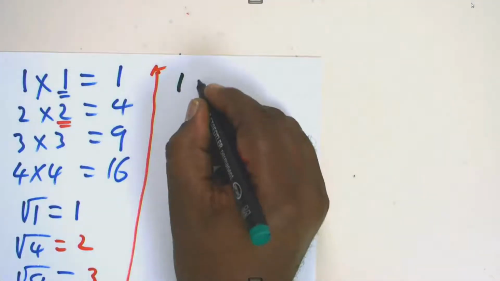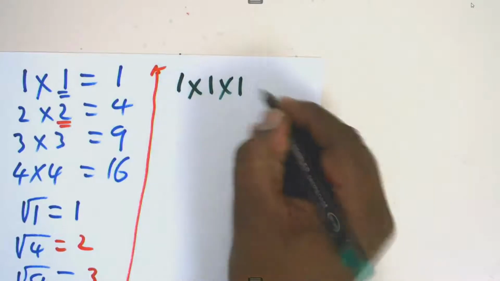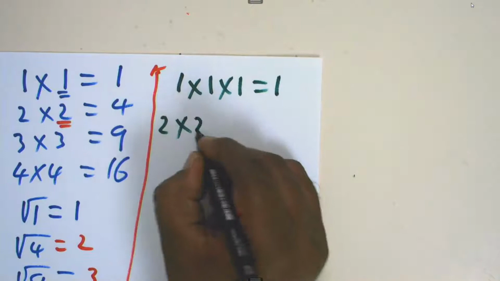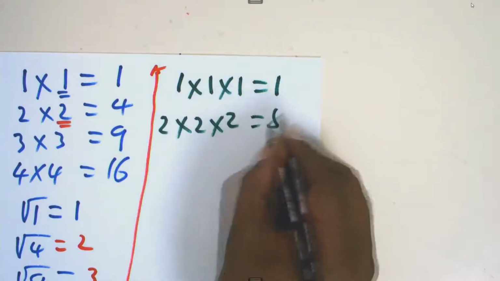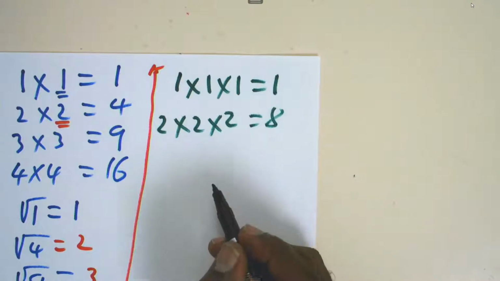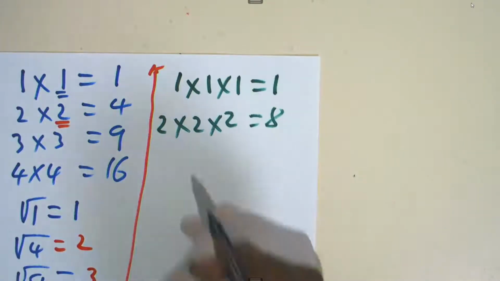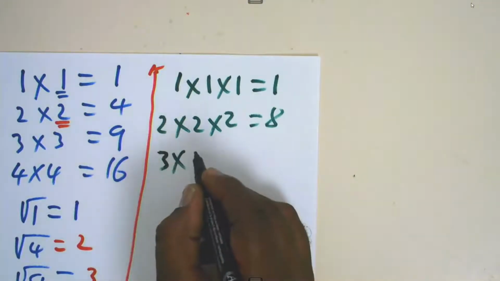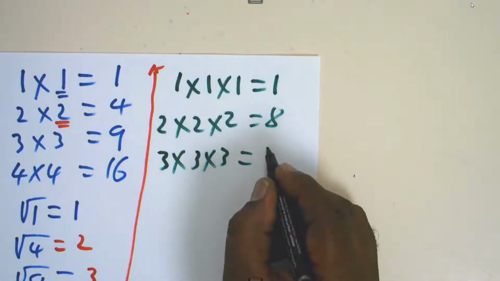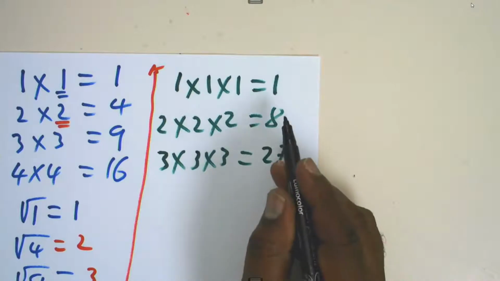1 multiplied by 1 multiplied by 1 gives you 1. 2 multiplied by 2 multiplied by 2 gives you 8. 2 multiplied by 2 is a 4. 4 multiplied by 2 is a 8. Therefore, here we see things like triplets. There are 3 of them. And this number is called a cube.